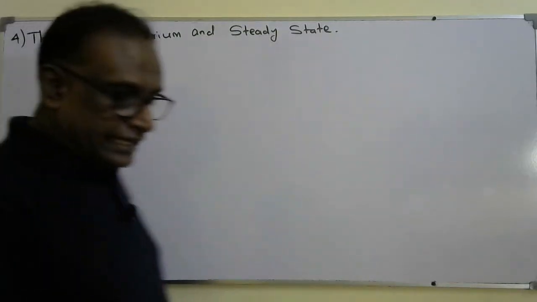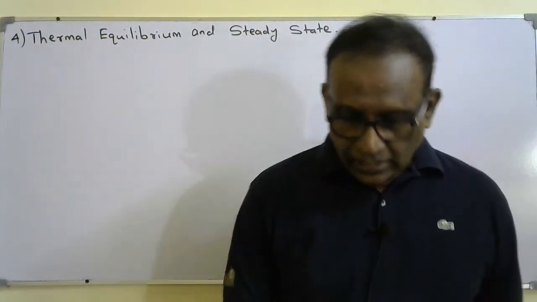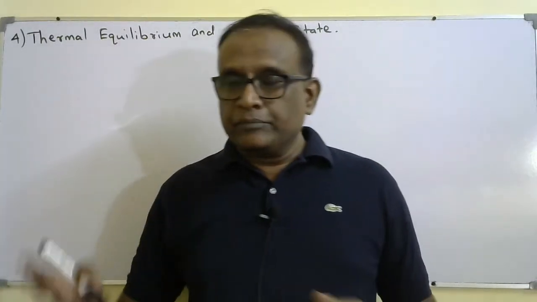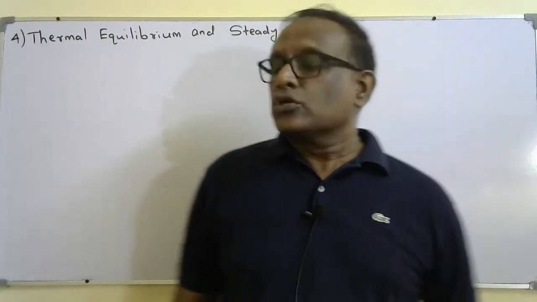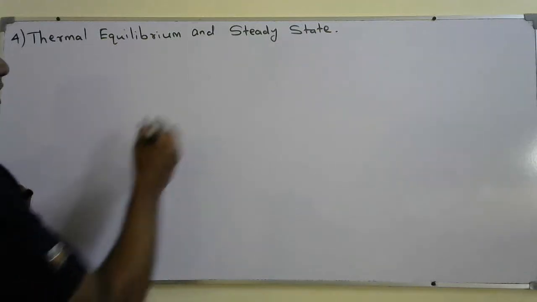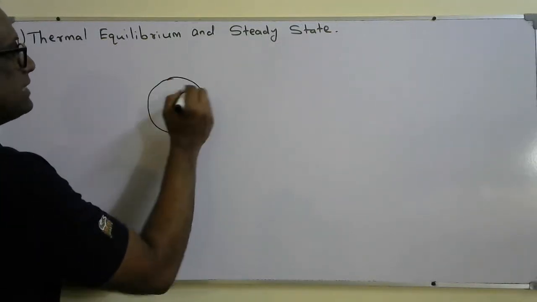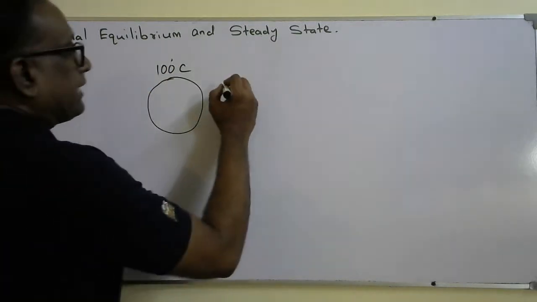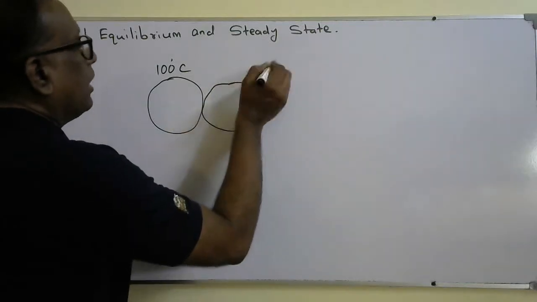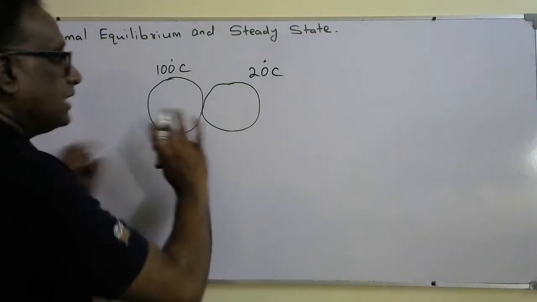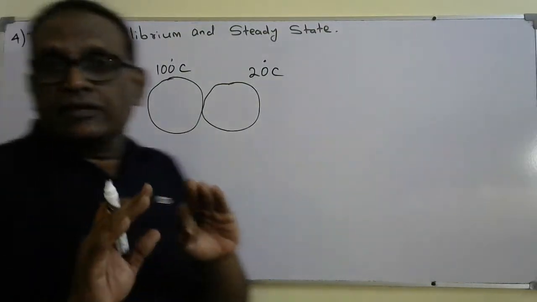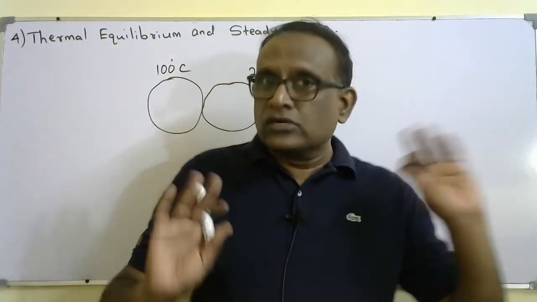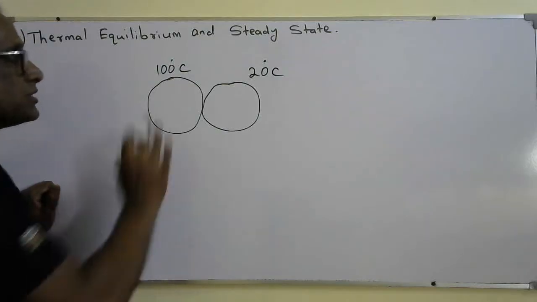Okay, next you must know thermal equilibrium and steady state. I already told you heat is energy that flows from an object with higher temperature to one with lower temperature. Imagine two different objects at two different temperatures. This one is at 100 degrees Celsius, in contact with another object at 20 degrees Celsius. They are in a closed environment, so they are not losing heat to the surroundings. Only they can transfer energy among themselves.